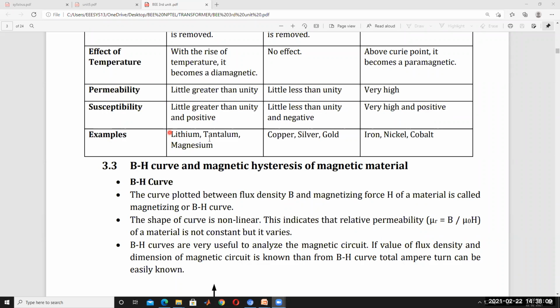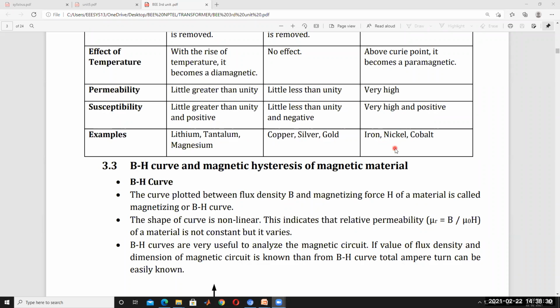Examples of paramagnetic materials are lithium, titanium, tantalum, and magnesium. Diamagnetic materials are copper, silver, and gold. Ferromagnetic materials are iron, nickel, and cobalt.